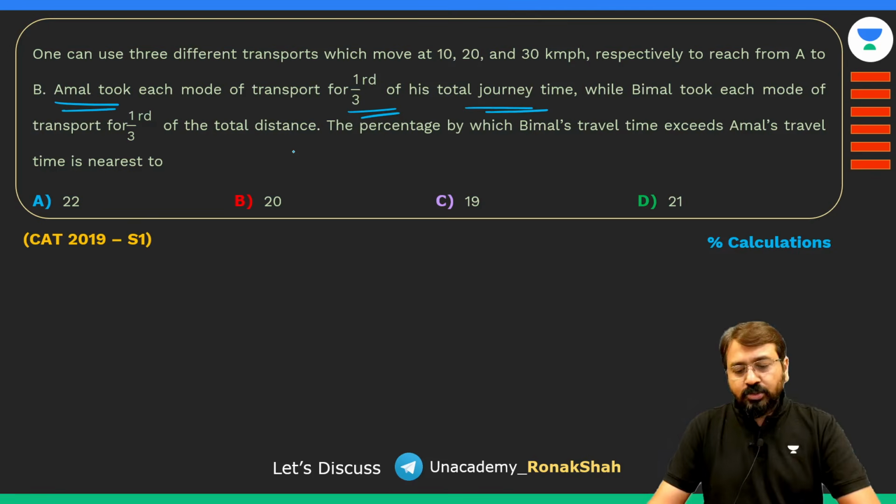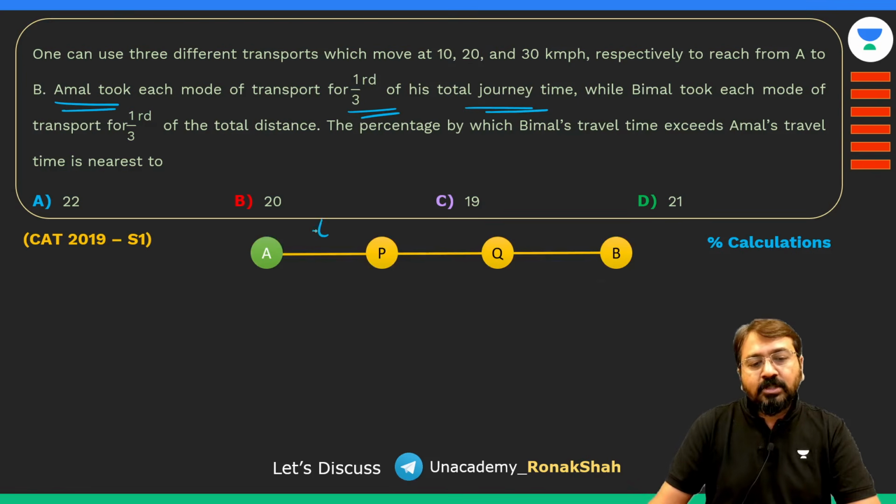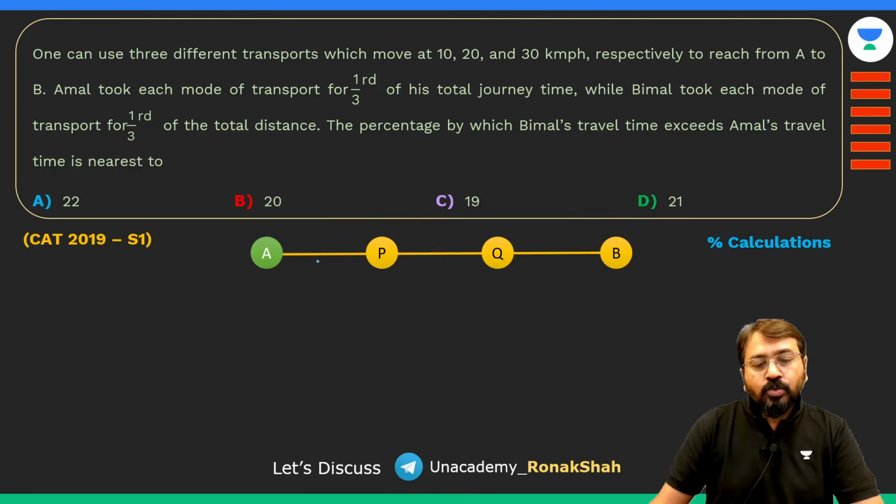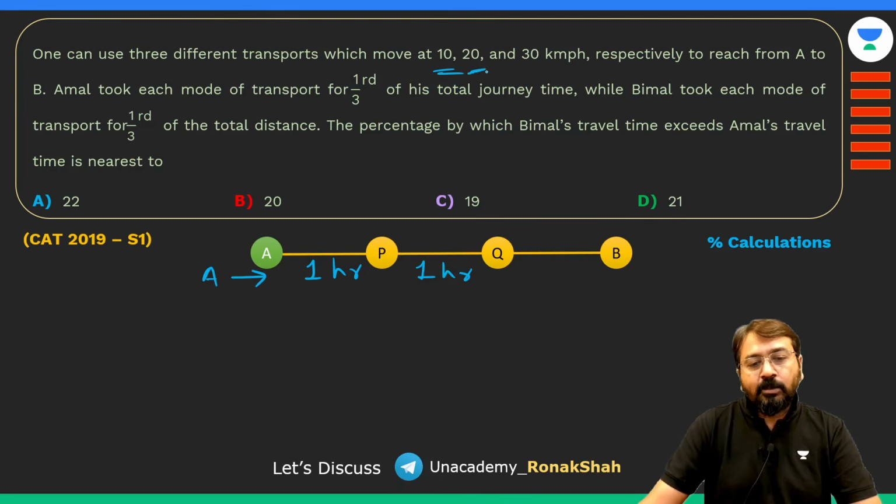Now what most students do over here is assume the total time is t, and then say he traveled for t/3 hours at 10 km per hour, t/3 hours at 20 km per hour, and t/3 hours at this one. Now this will make the question very complicated. Instead, what we can do is assume the values. We can assume that Amal traveled for 1 hour at 10 km per hour, then another 1 hour at 20 km per hour, and another 1 hour at 30 km per hour.